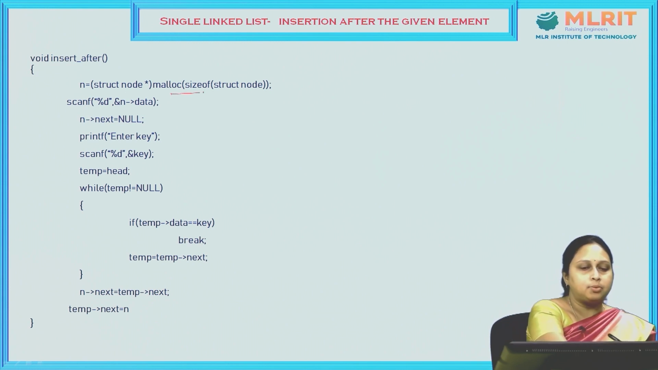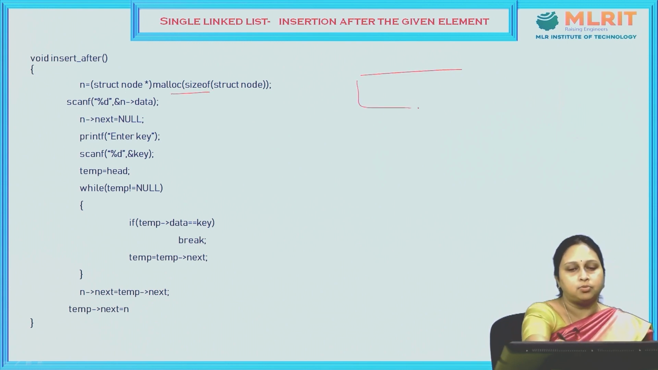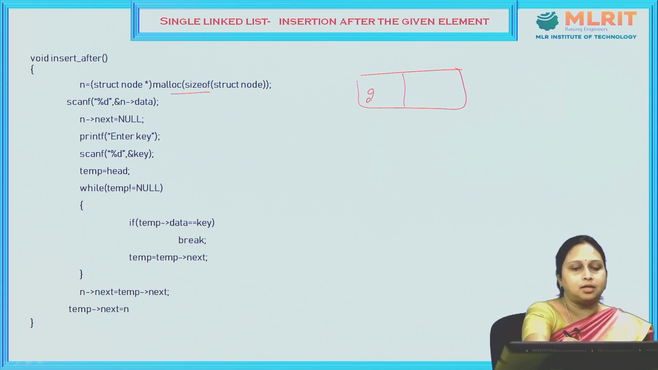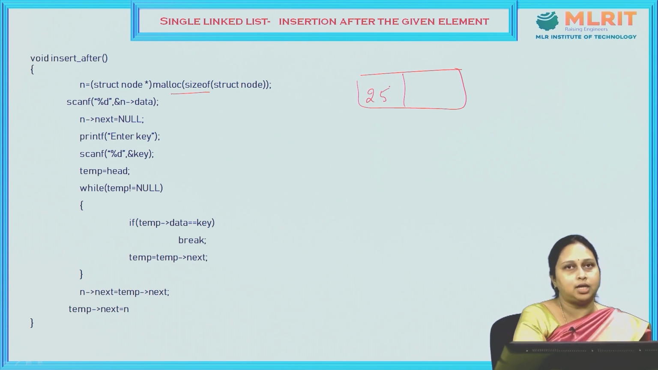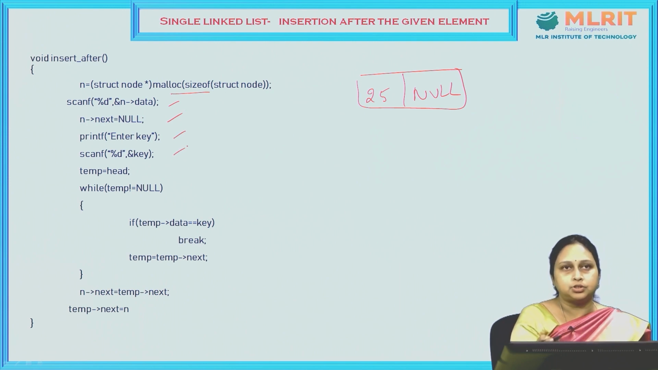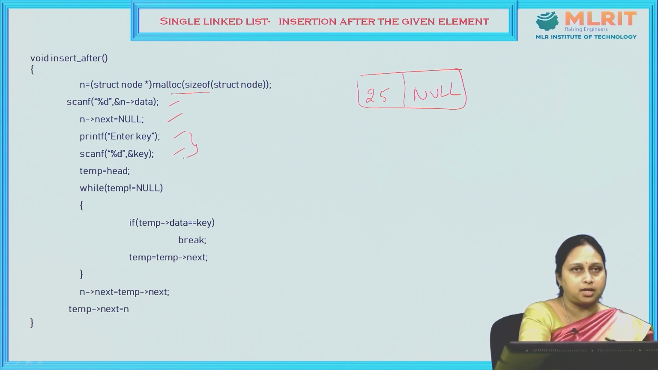First, allocate the memory. We have allocated the memory for the new node which we are creating, and we are reading the data value as n arrow data as 25 and address part as null. And these two statements we have completed. After that, we need to read a key value to search whether the key element is present. Based on the key element, we need to insert the new node after that key element. That's why we are going to read this key part.